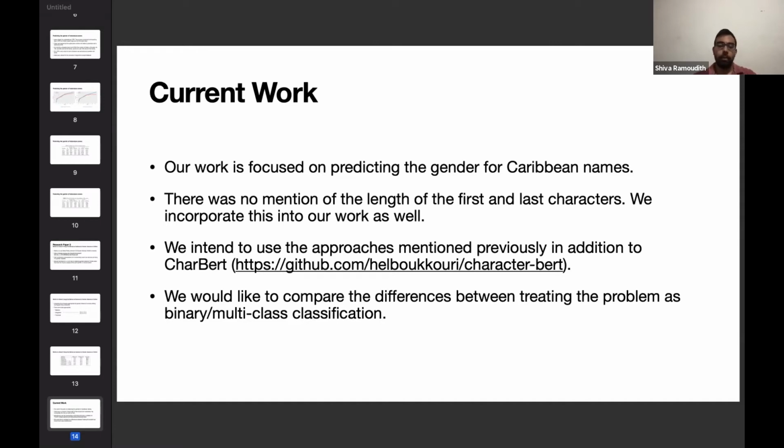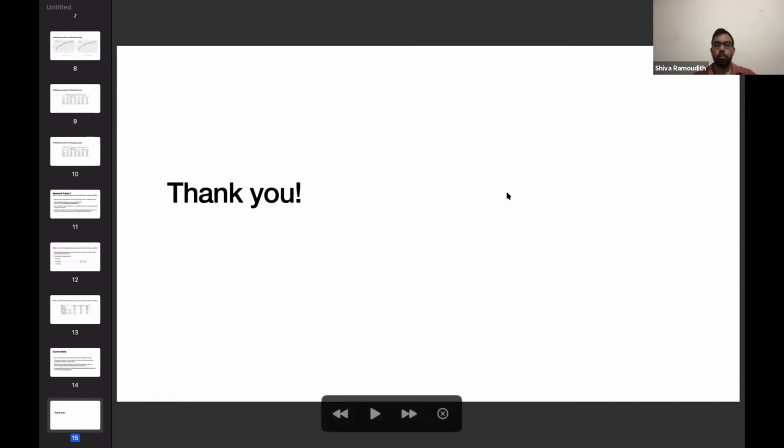And then lastly, both papers mentioned treating the problem as a binary problem, but none actually treated it as a multi-class problem. So the work we're going to do is probably make this into a multi-class problem. So either you're male, you're female, or you're somewhere in the middle if you're not sure. And that's currently where we're at in doing the additional work. That brings me more or less to the end of my presentation today. So, questions from anyone?